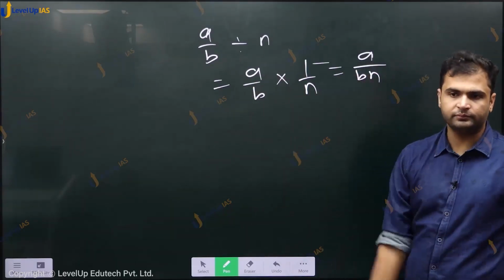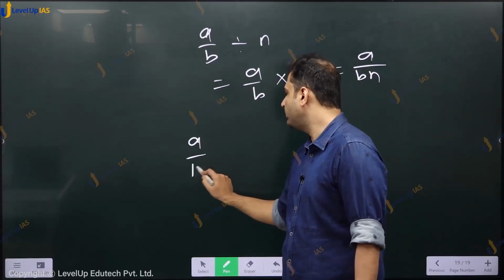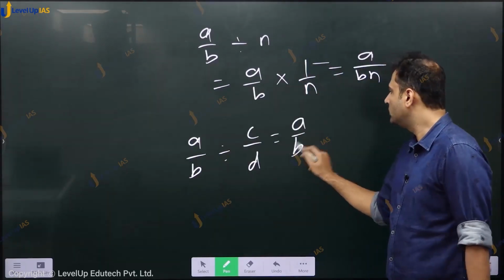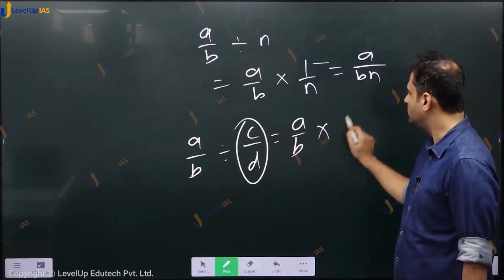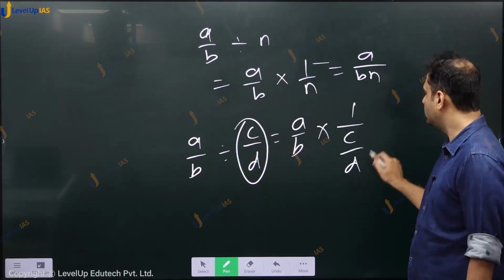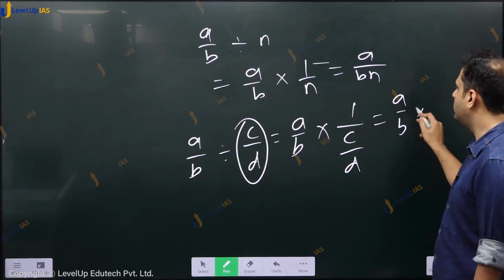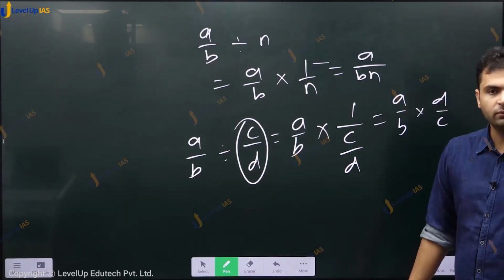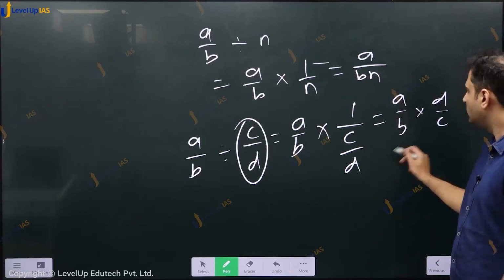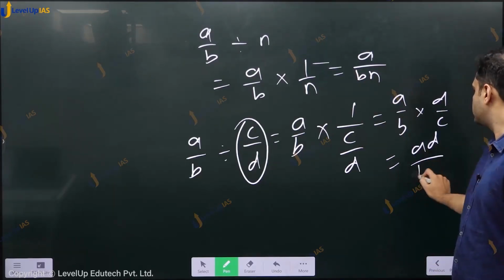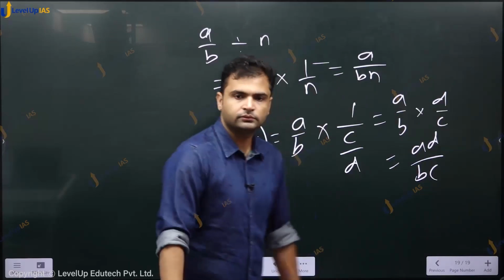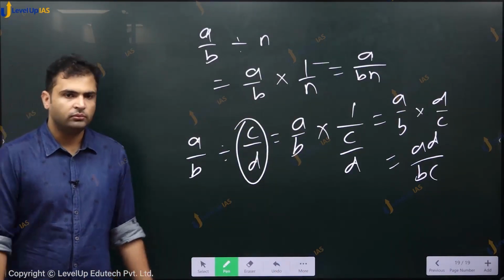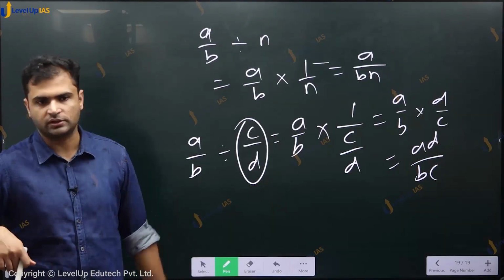Straight away multiply. Similarly, if I have a by b divided by c by d, then it is equal to multiplication by inverse of this, which is 1 by c by d, which is a by b into d by c. Multiplication by inverse, उल्टा करना है इसको, which is ad by bc, right? Division is nothing but inverse of multiplication.